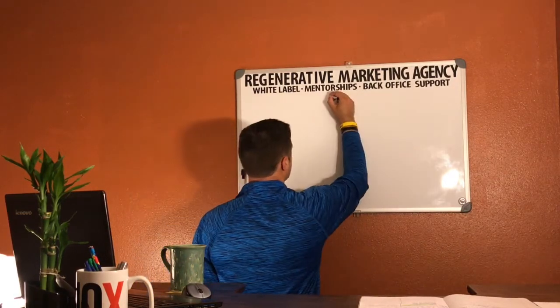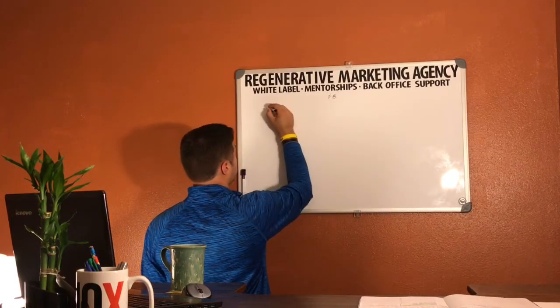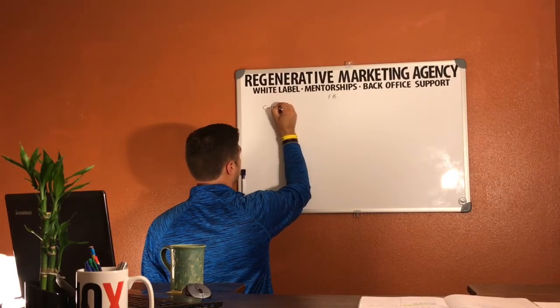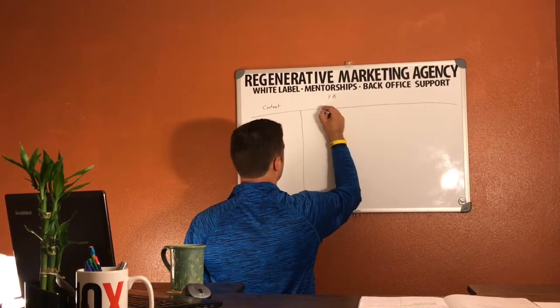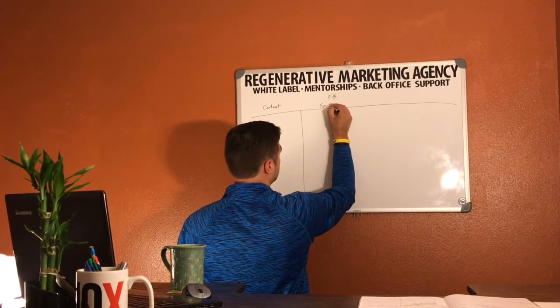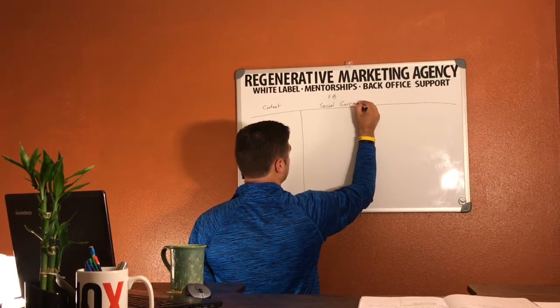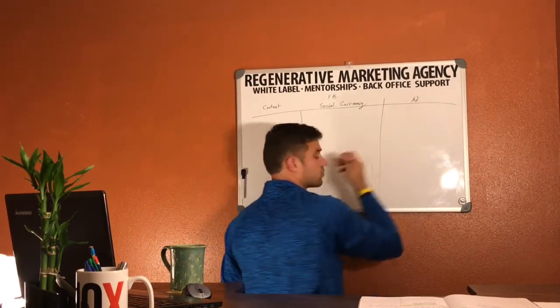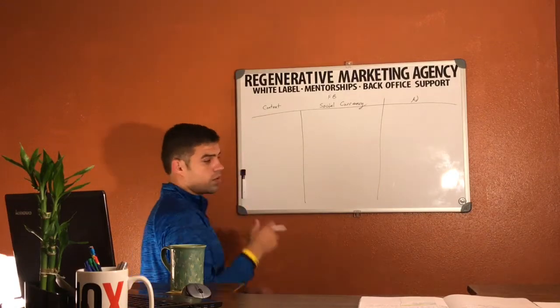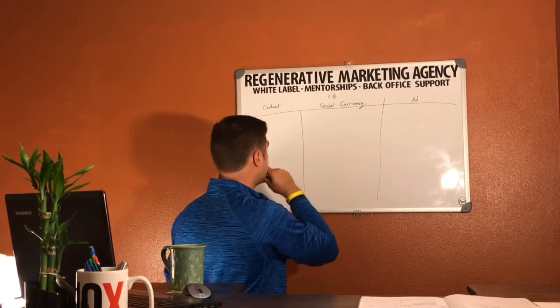So say we're going to talk Facebook here, right? I'm going to break that down into content, and so that gets broken down here, and then I'm going to call this social currency. And then we're going to break this down, and I'm going to call this ads. And that's critical to know exactly what you're selling whenever you say, I'm going to do Facebook for somebody. Okay, we're going to do content.